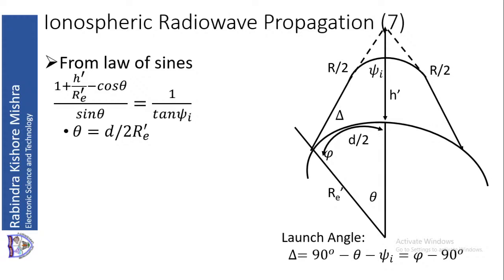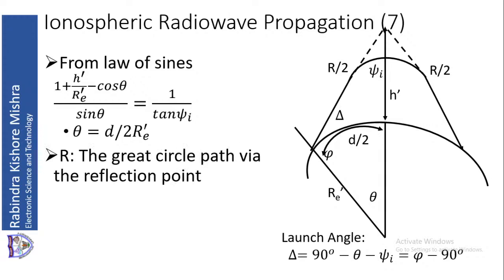Now theta is very small. Actual theta is a small angle. I am showing you here a very expanded version, but when theta is very small, theta will be d by 2 divided by r dash, because that will be tan theta. Tan theta is approximately theta for theta very small. So that gives you this: theta is equal to d by 2 divided by r dash.